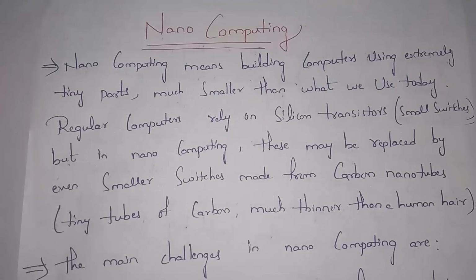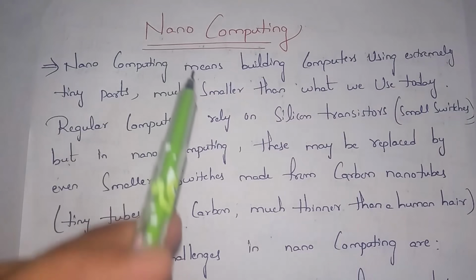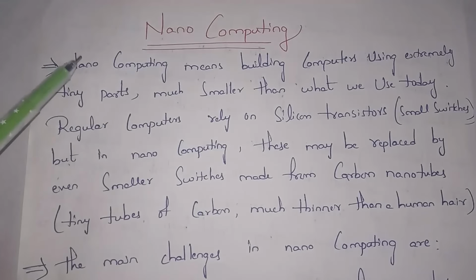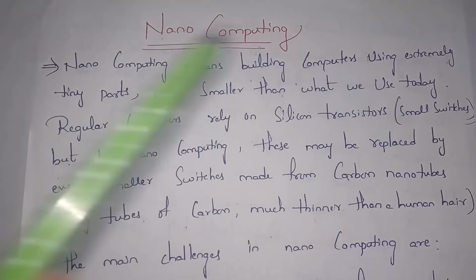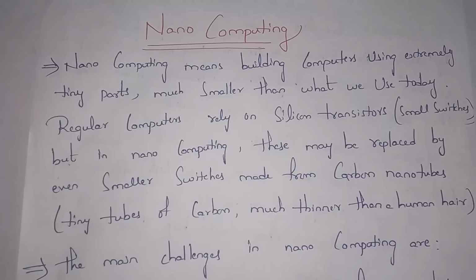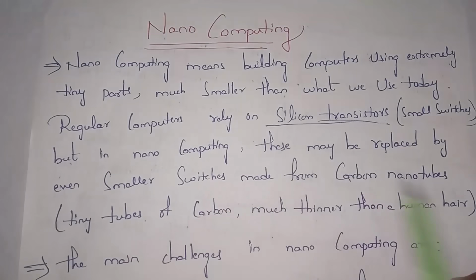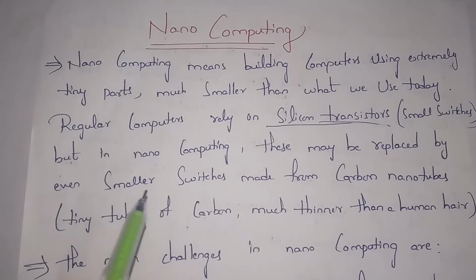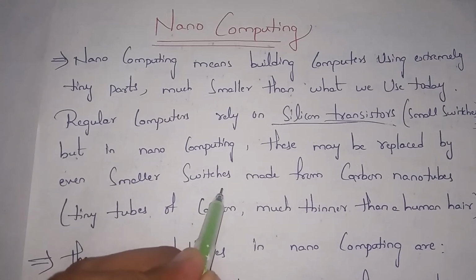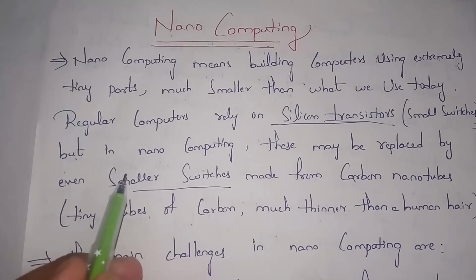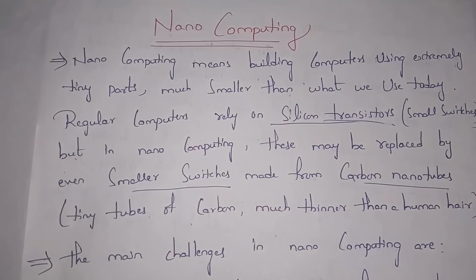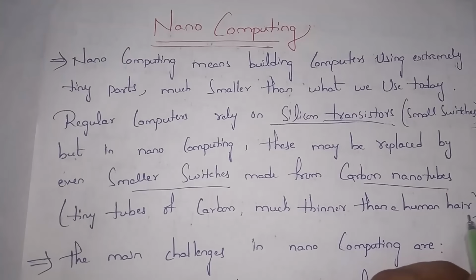Next, I will explain what is nano computing. Guess, the meaning of nano is very small. Nano computing means building computers using extremely tiny particles, much smaller than what we use today. In nano computing, we will build computers by using very tiny particles. Normally, our regular computers depend on silicon transistors. We call them small switches. But whereas in nano computing, we will use even smaller switches. And these switches are made up of carbon nanotubes. And these switches are even smaller than our hair.